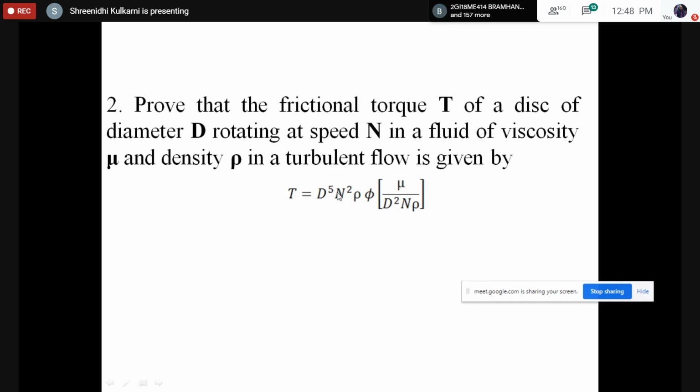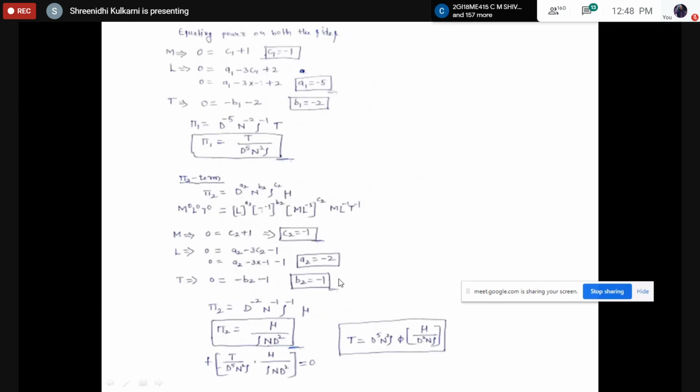But if it is not mentioned, then at that time we have to write like this: T is equal to d to the power of 5 n square rho times a function of, you can write f also, no problem, or else 5 mu by d square n rho. You just see the condition, you just see the problem statement, which is depending on the variables.